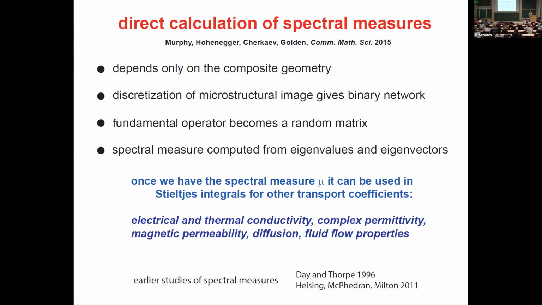Okay, but it's this spectral measure, this thing that you integrate against, that has all the geometry that makes the whole problem go. So it depends only on the composite geometry. If you have a microstructural image, then it gives a binary network, like a random resistor network, and then that fundamental operator, gamma chi, becomes what's called a random matrix, a matrix with complex random entries. But then we can actually compute the spectral measure from the eigenvalues and eigenvectors of that random matrix. There are other fancier ways of computing it, but by doing it the really dumb, straightforward way, by looking at the matrix and computing, we can actually then do statistics, which opened up a whole new world for us.